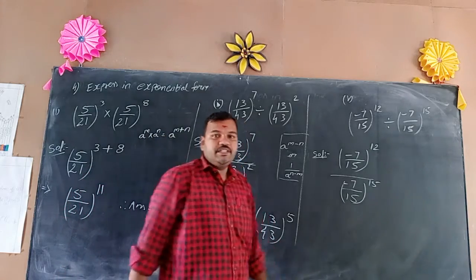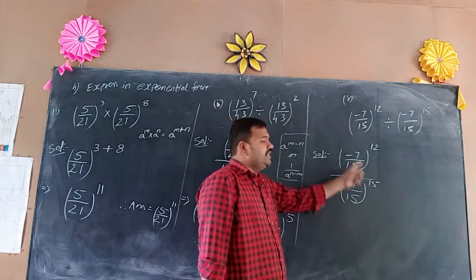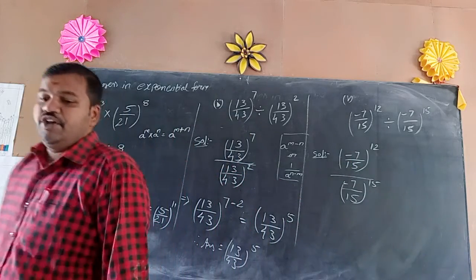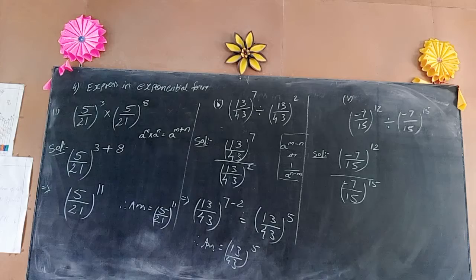Here is our next sum, this one. Which is the highest one? Is the numerator having the highest power or the denominator? Where is the highest one? We have to subtract there. If the numerator is highest, subtract in the numerator power. If the denominator is highest, subtract in the denominator power.